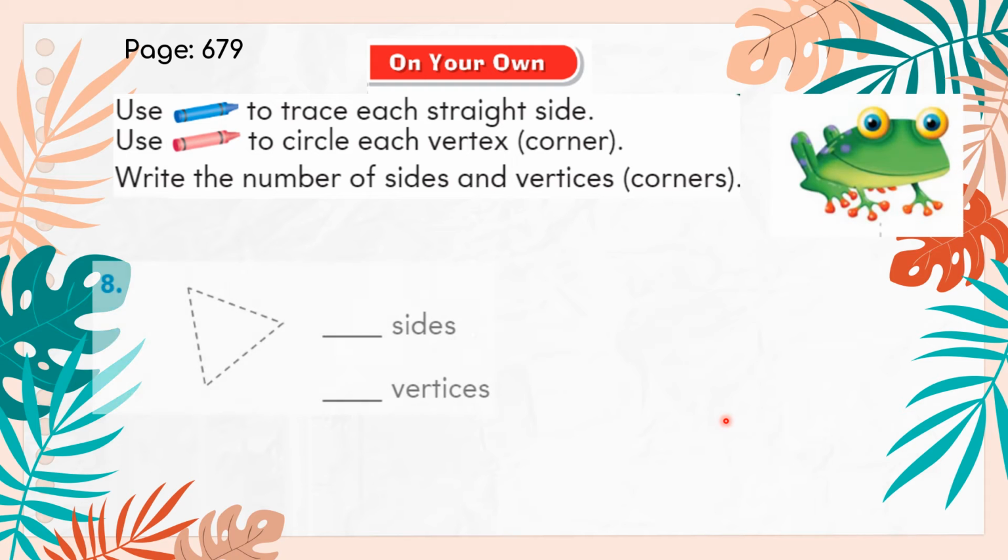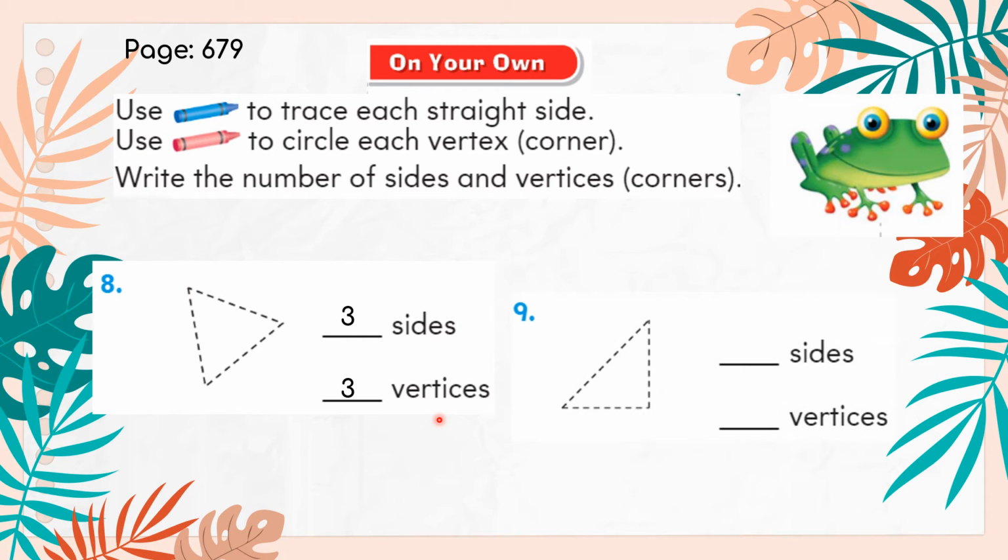On the same question, let's look at the other parts. We have this shape here which looks like a triangle. How many sides? 1, 2, 3 sides. So we have 3 sides here. How many vertices? It's 1, 2, and 3. So the triangle has 3 vertices. Again, we do have a triangle, but a different kind of triangle. How many sides? 1, 2, 3. There's 3 sides. How many vertices? 1, 2, 3. So we have 3 sides and 3 vertices on this triangle.